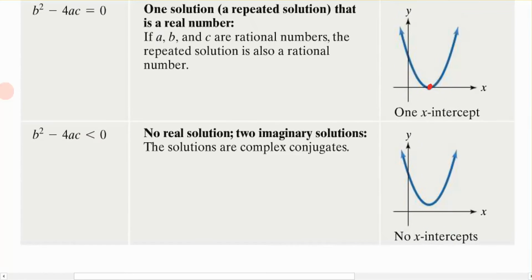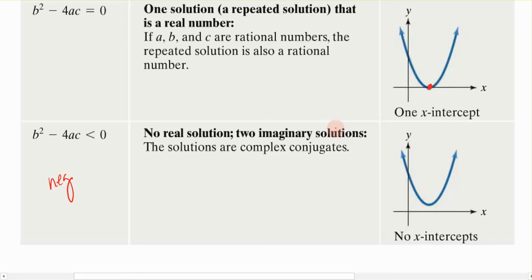Now, the last one we're looking at is what happens if my discriminant is less than 0 or negative. Now remember, my discriminant is the portion of the quadratic formula that is under the square root sign. And can I take the square root of a negative number and get a real value? Well, the answer to that is no, and you know that already. So I have no real solutions, but I do have solutions still. It's just they're imaginary or complex in nature.